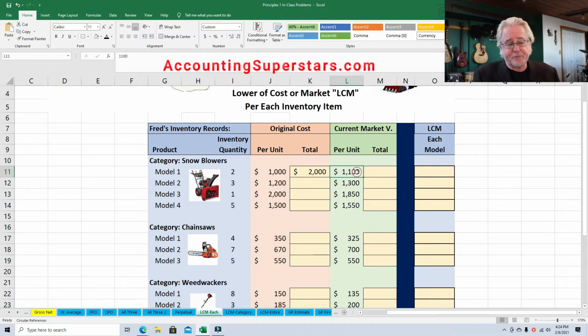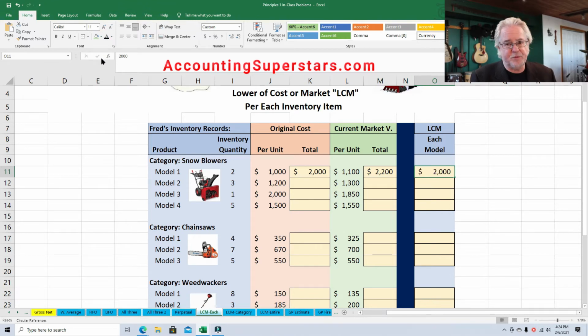It turns out the price has gone up a little bit. The suppliers raised the price, so Fred is saying, if I had to buy 2 of those at $1,100 each, that would be $2,200. So Fred would say, I need to take the lower of cost or market because we don't want to overstate assets. It'll either be the $2,000 or the $2,200, whichever is lower. So we will take the $2,000.